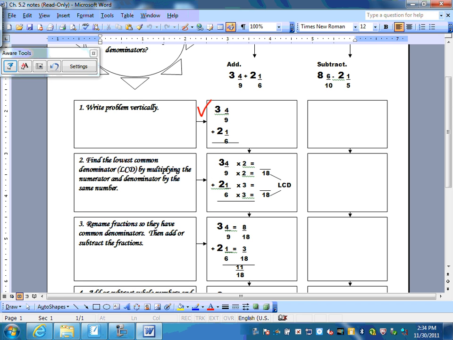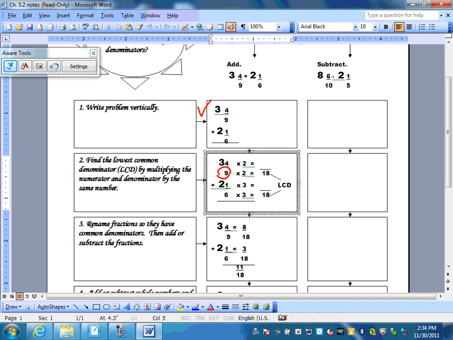Our second step is to find the lowest common denominator. For this one, since 9 is our largest denominator, we will use the multiples of 9. 6 doesn't go into 9, but 18 it does. And so we will make each of those fractions, 4/9 and 1/6, into something that's equivalent to 18ths. So 4/9 would end up being 8/18 and 1/6 would end up being 3/18.